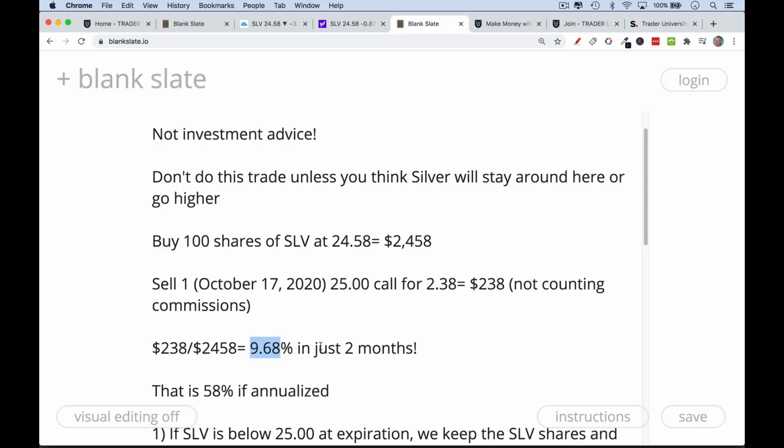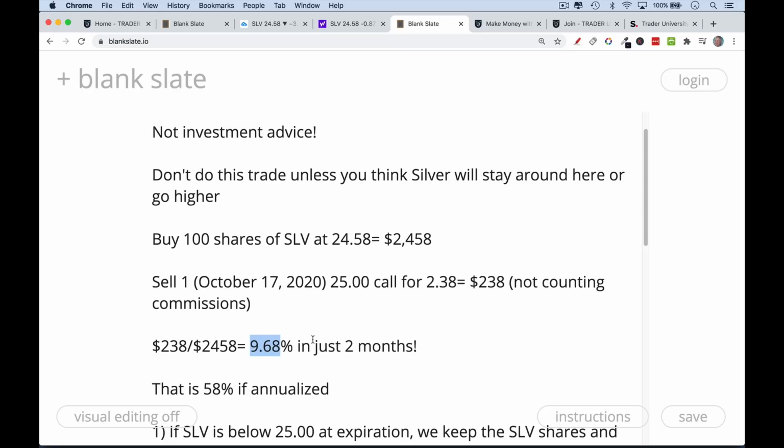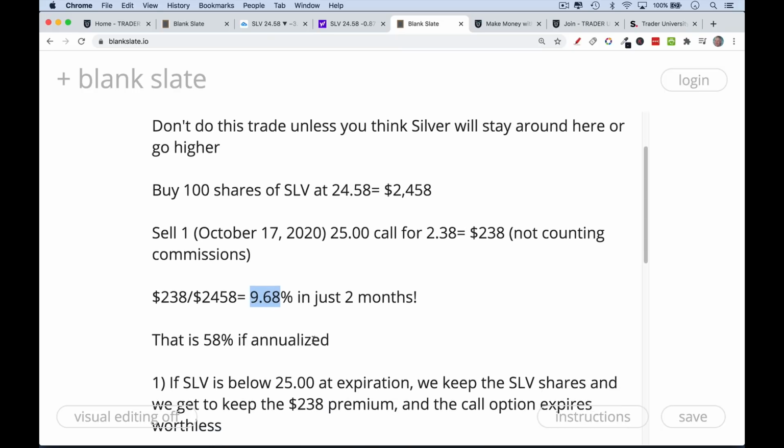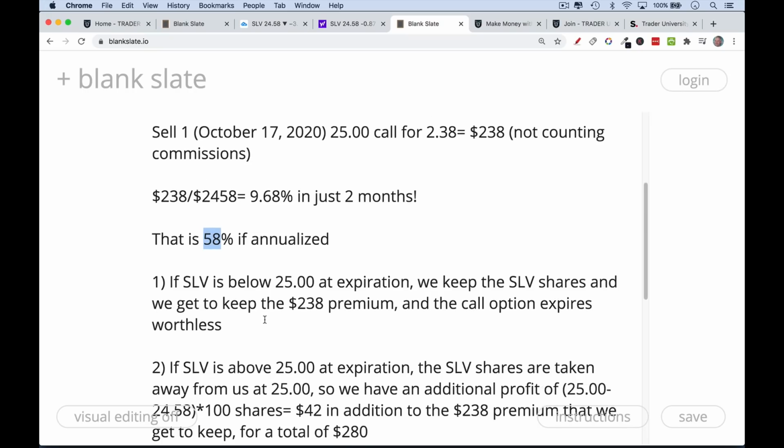This tells you that the market is volatile. This might be a risky trade, and so you have to take that into account. There's rarely any reward without risk, but if you happen to be bullish on silver, this trade may make sense for you. If we annualize that, that's 9.68% over 2 months. That's 58% if you can do this every 2 months. So very nice return by any measurement.